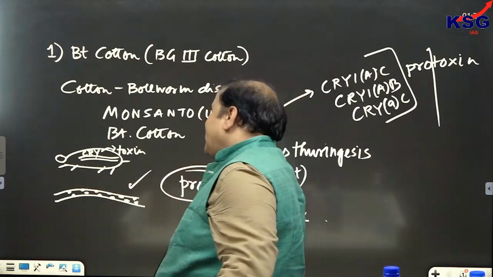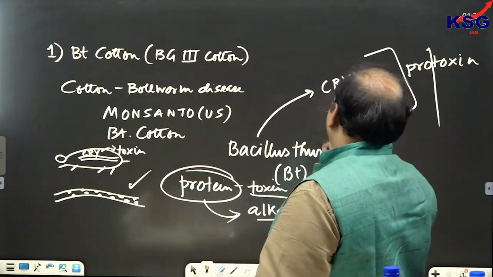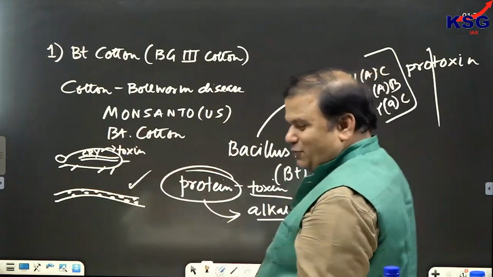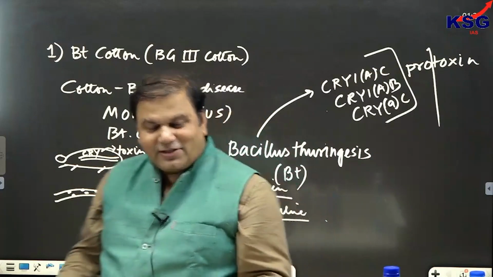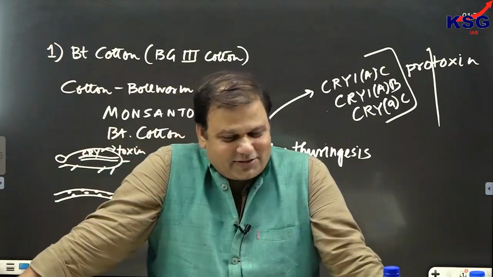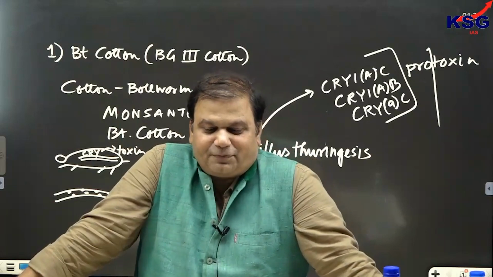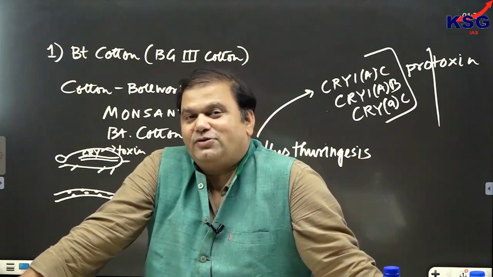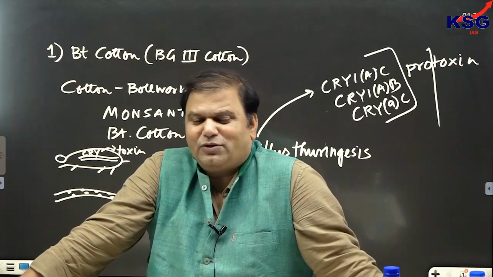And that's why we are saying that this gene is protoxin, because it was a protein which was converted into toxic substances. Clear? That's how this works. Fine. Now this is your BT cotton. So BT cotton was given approval.